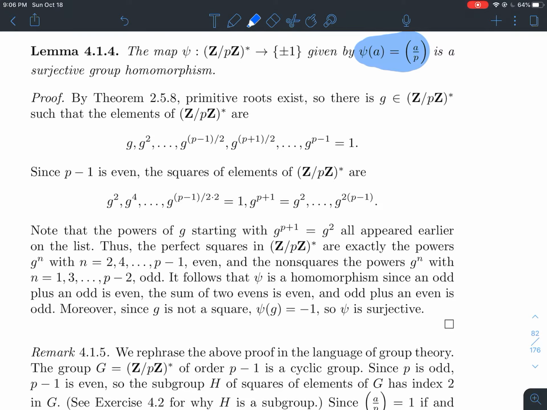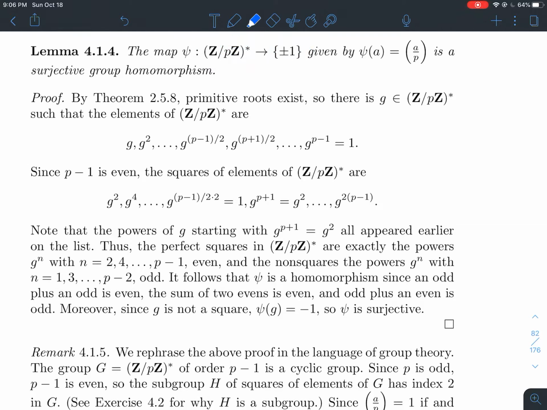Turns out that this is a group homomorphism. Moreover, it's surjective, which maybe isn't too hard to believe. If there's only two things in the codomain, it's pretty believable that each of these guys are going to cover those two. They're going to hit those two. So what is the proof of this?